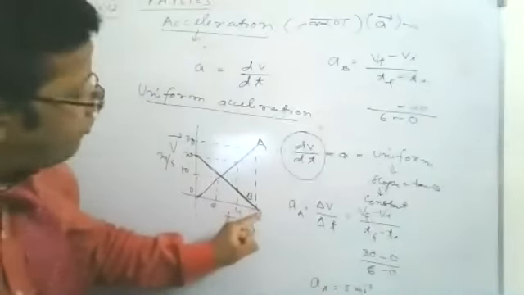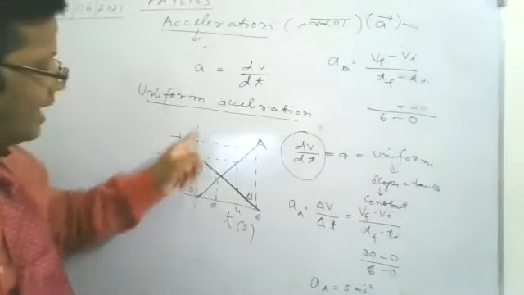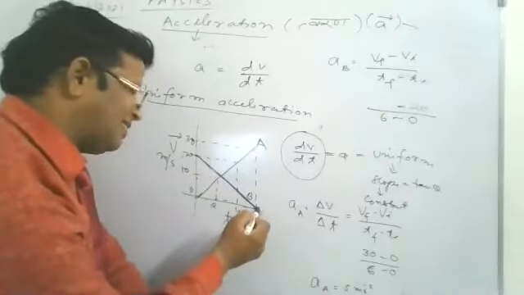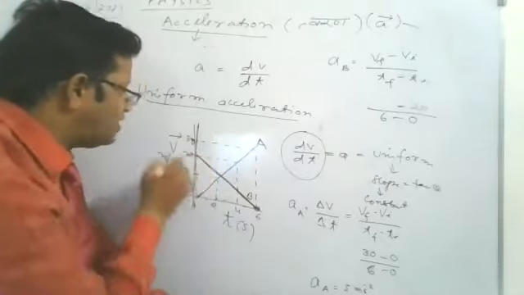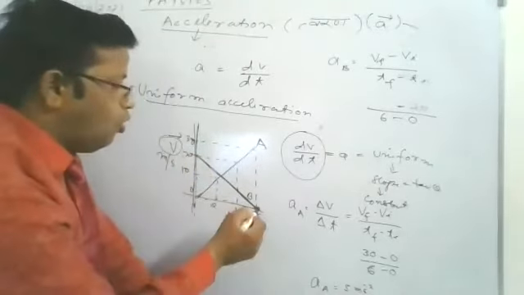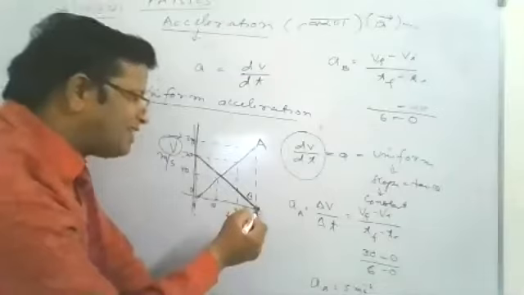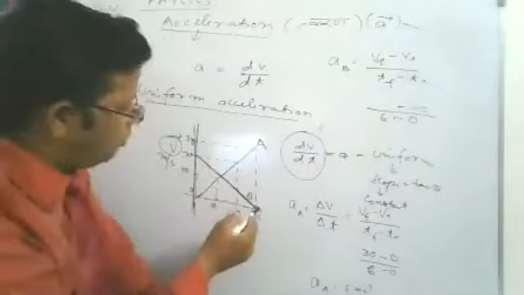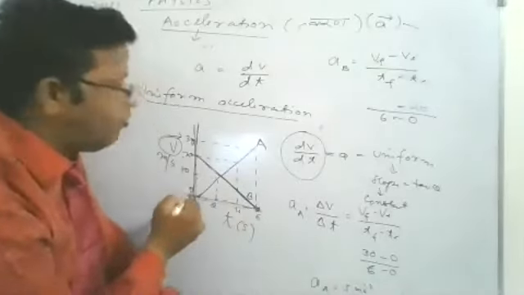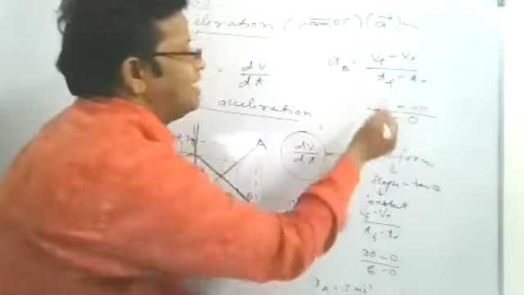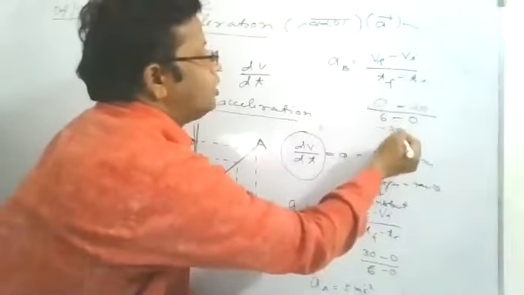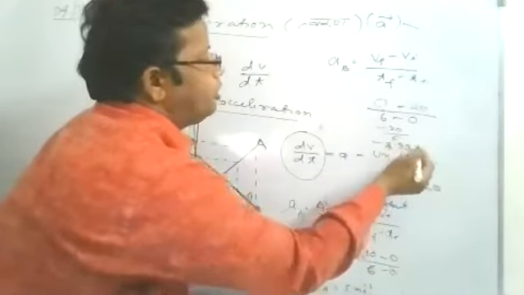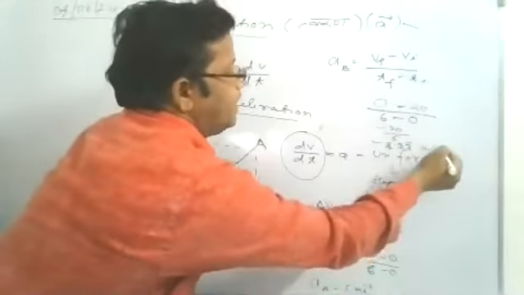At 6 seconds, the graph reaches here. This is the velocity axis. You put a perpendicular from any point on the x-axis, and the y coordinate is the velocity. This point is at 6 seconds, so the y coordinate over the x-axis becomes 0. Velocity is 0 at 6 seconds. So 0 minus 20 upon 6 is minus 3.33 meter per second square.